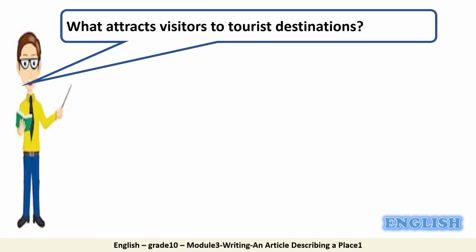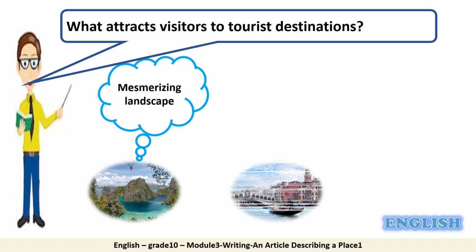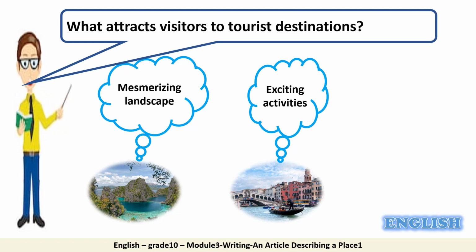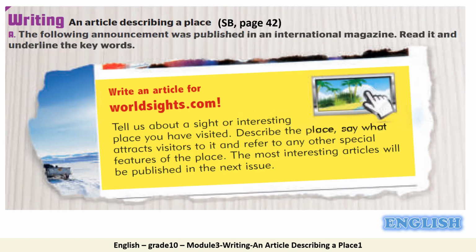Generally speaking, what attracts visitors to tourist destinations? Pause the video and try to answer. Let's share answers. Yes, tourists may be attracted to mesmerizing landscape, or they may also be attracted to exciting activities, or also the amazing historical sites. Great.